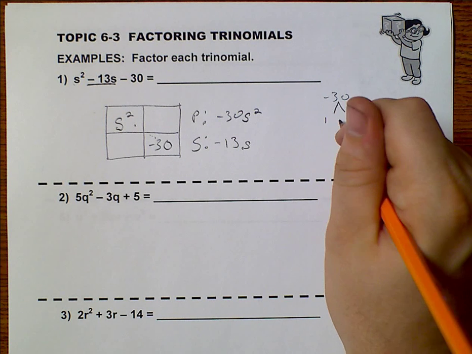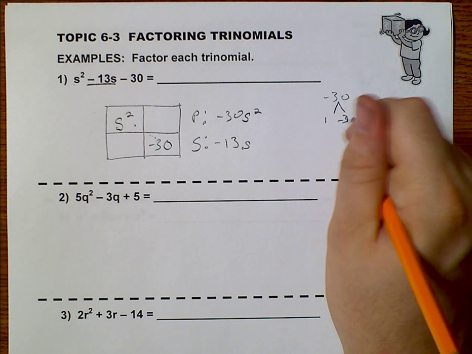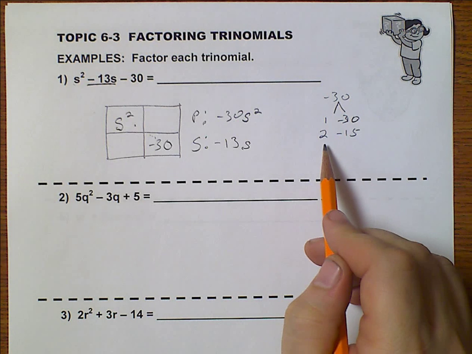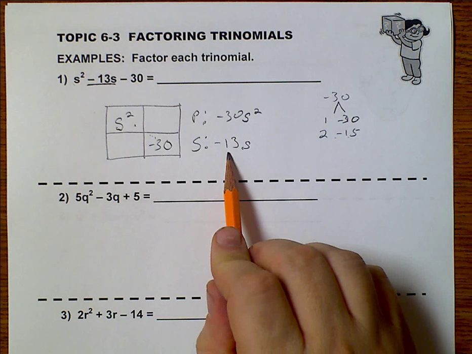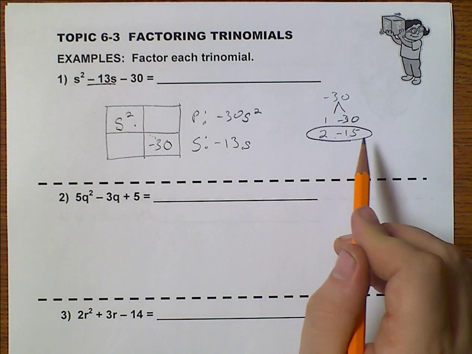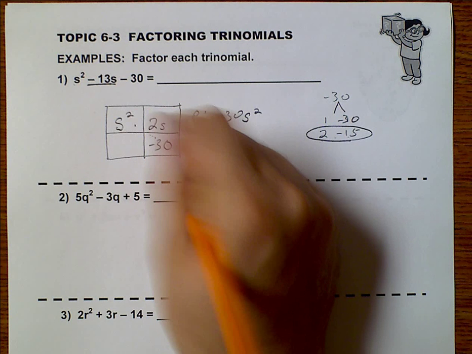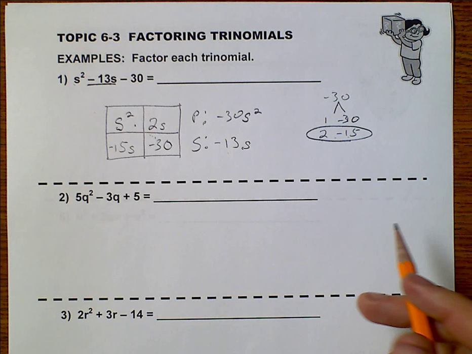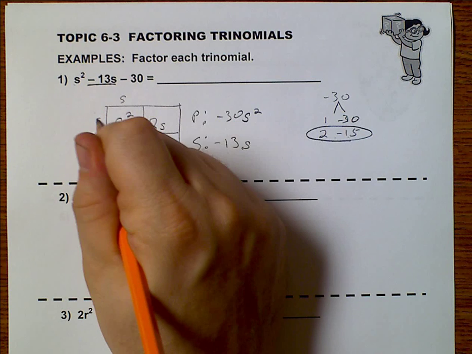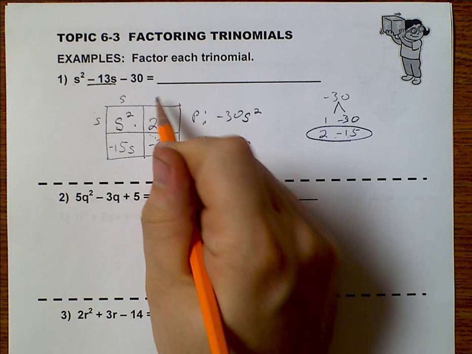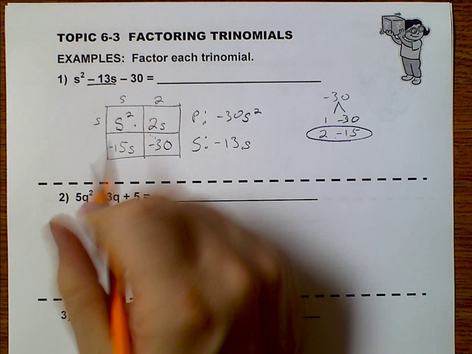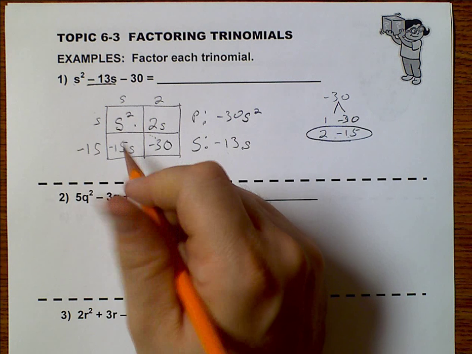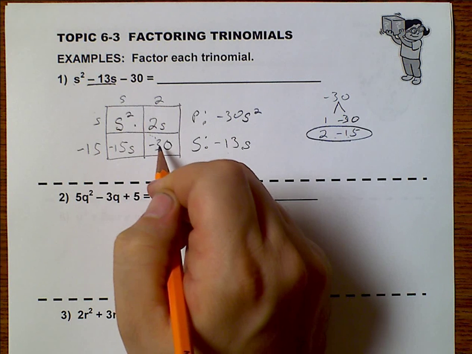1 and negative 30. 2 and negative 15. And I can stop right there because I know that 2 minus 15 is negative 13. So that gives me 2s, negative 15s, and then s and s will give me s squared. S times 2 gives me 2s. S times a negative 15 gives me a negative 15s. And negative 15 times 2 gives me a negative 30.